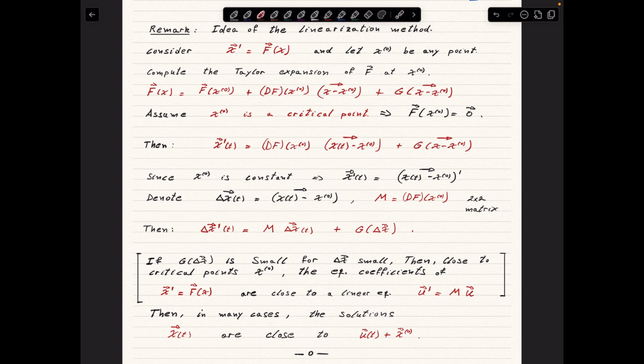Before we continue, let me fix a couple of things. The function g in the remainder is a vector valued function, so I should have arrows here. Okay.